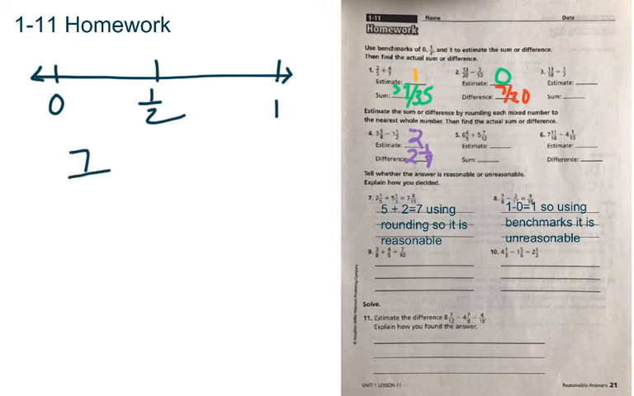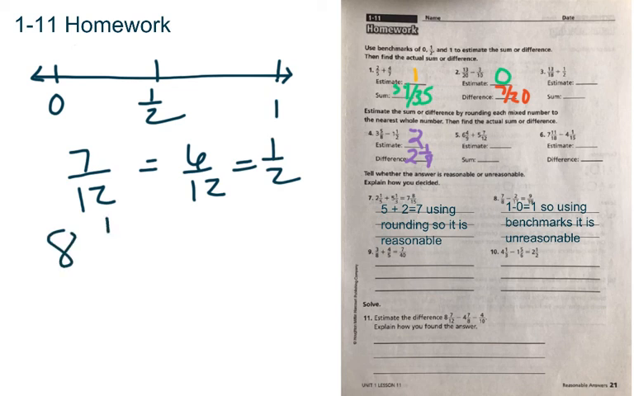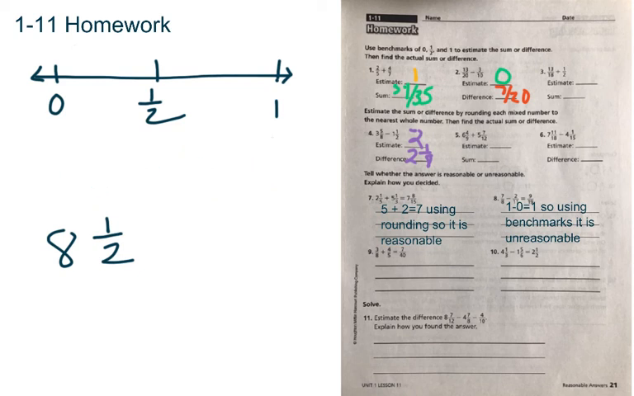If we took 7/12, okay, 6/12 would be what? A half. So 6/12 is equal to a half. So 8 7/12 is really close to 8 1/2. And I'm going to write that right above. Okay, so we have our first number estimated to be 8.5.